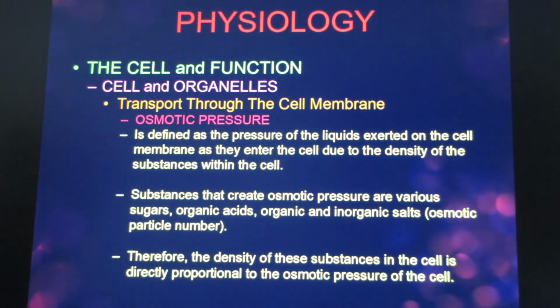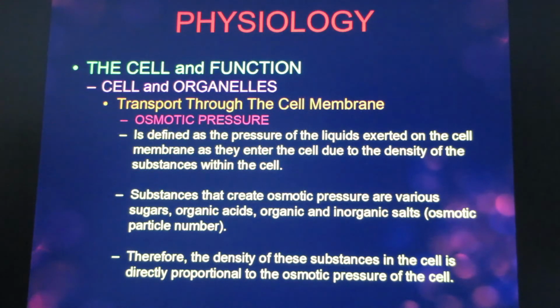Now let's take a look at what osmotic pressure means. Osmotic pressure is defined as the pressure of the liquids exerted on the cell membrane as they enter the cell due to the density of the substances within the cell. Substances that create osmotic pressure are various sugars, organic acids, organic and inorganic salts. Therefore, the density of these substances in the cell is directly proportional to the osmotic pressure of the cell.